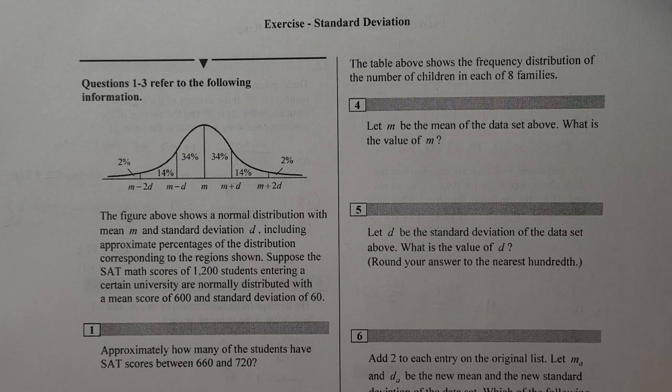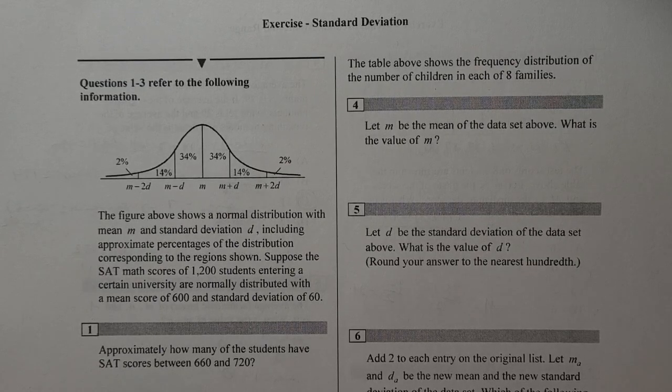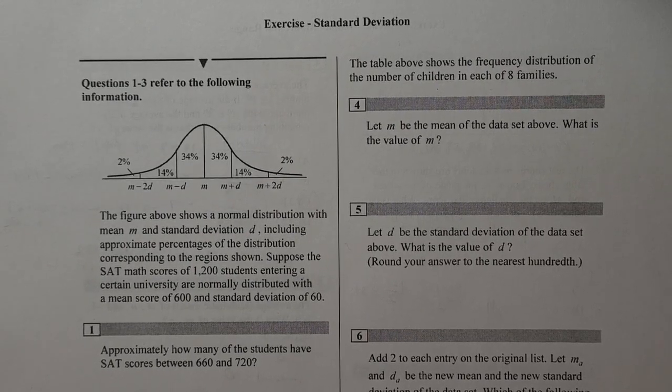So standard deviation is a measure of how much variation the data has with respect to the mean. The bigger the standard deviation, the more variation there is from the mean or the average. The smaller the standard deviation, the tighter the distribution is, which means the values are close to each other and close to the mean, okay? Let me give you a few examples.